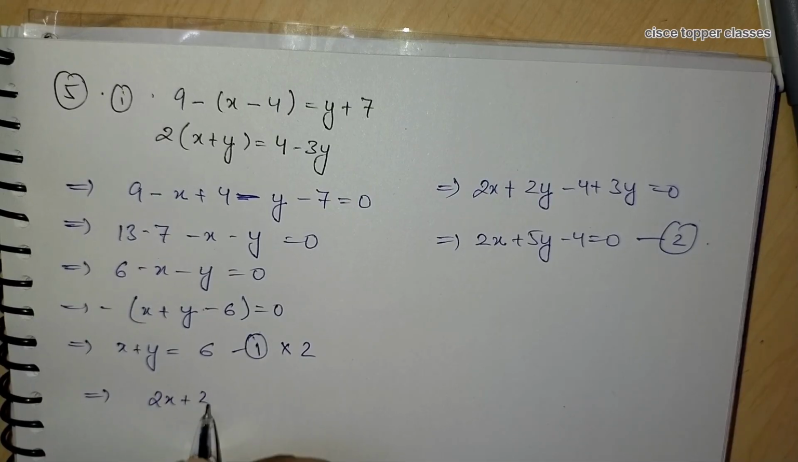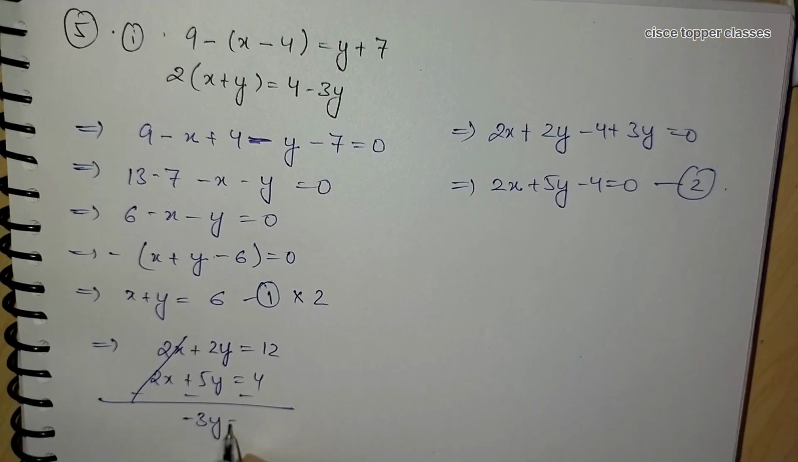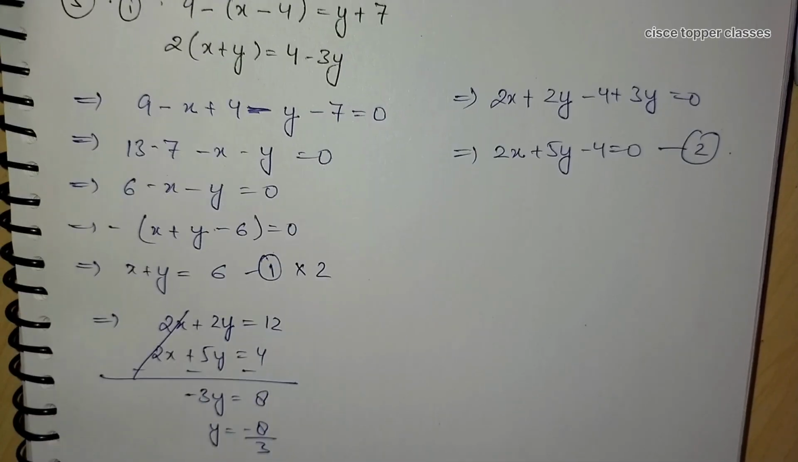So 2x plus 2y equal to 12. Here 2x plus 5y equal to 4. We will subtract here. We will get minus 3y equal to 8. So y is equal to minus 8 by 3 from here.